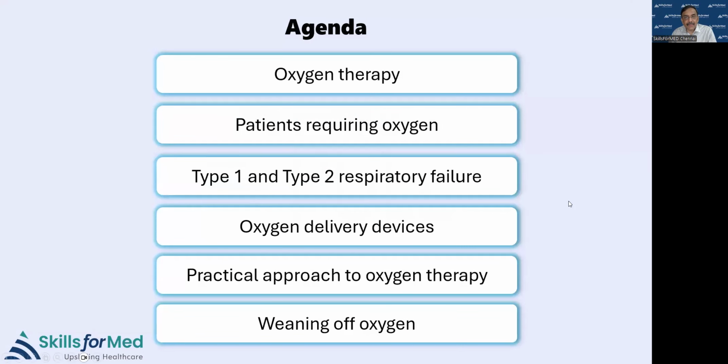In this webinar, we're going to talk, of course, about oxygen therapy. Who are the patients who require oxygen? Then we'll talk about type 1 and 2 respiratory failure and what target oxygenation we should achieve for these patients. Then we'll touch upon oxygen delivery devices. And as I told you, we'll look at a very practical approach to oxygen therapy and weaning oxygen off patients.